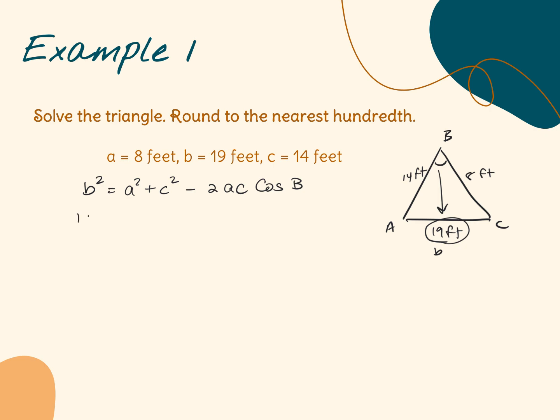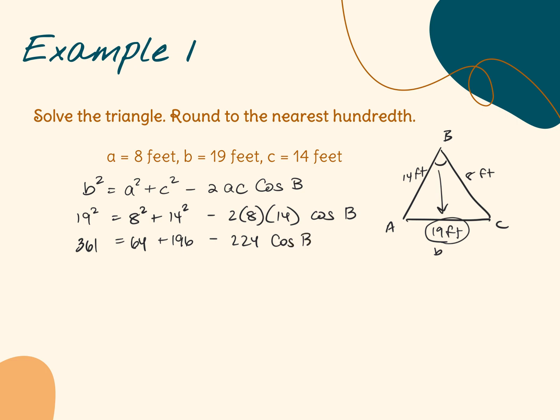So I know this is going to be 19 squared equals a squared, which is 8 squared, plus c squared, which is 14 squared, minus 2 times a times c times the cosine of angle b. So you're just going to do some math here. And you're going to get 19 squared is 361, 8 squared is 64, 14 squared is 196, minus 2 times 8, so 16 times 14. You're going to get 224 times the cosine of angle B.